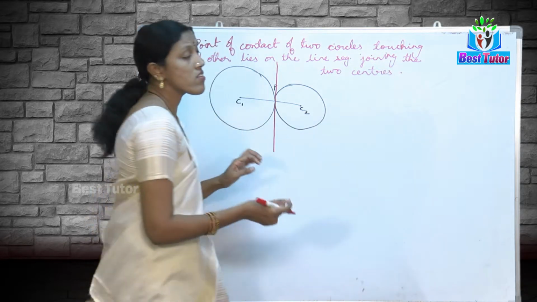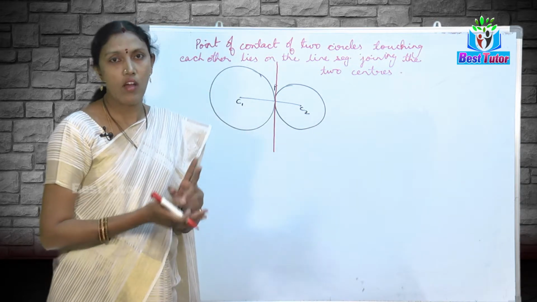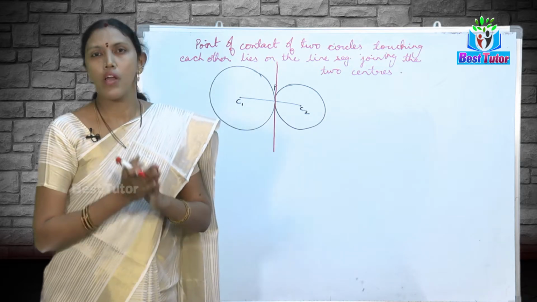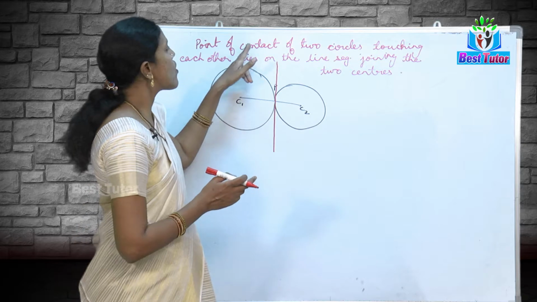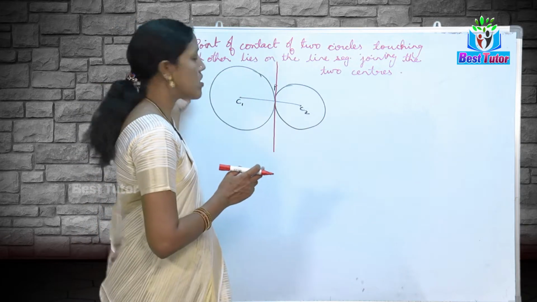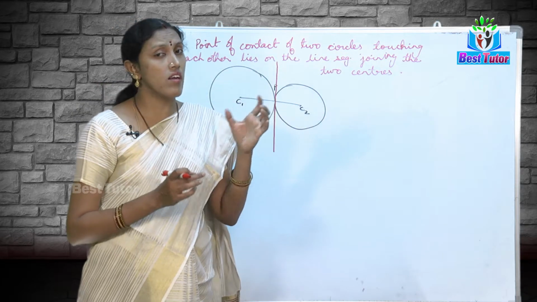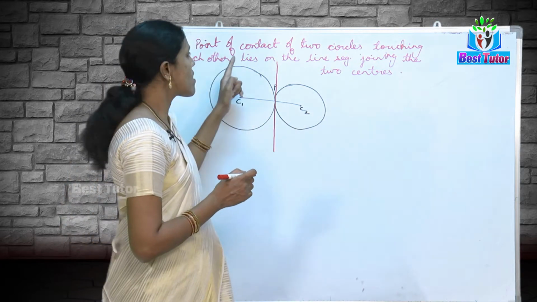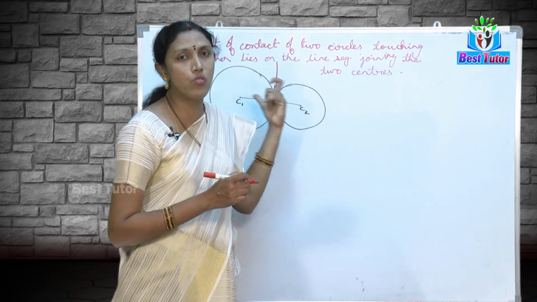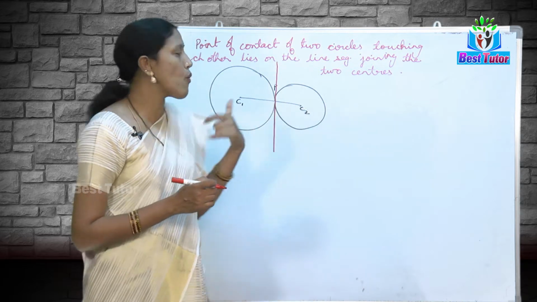As we have already discussed, the statement of the theorem contains two parts, hypothesis and conclusion. Hypothesis is something which is given in the statement: point of contact of two circles touching each other. That means the circles are touching each other at a point. That point lies on the line segment joining the two centers. That is to be proved. How am I going to prove it?